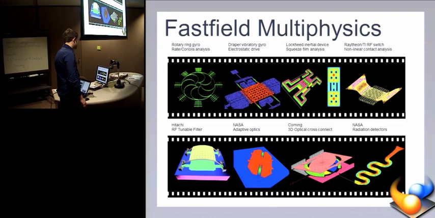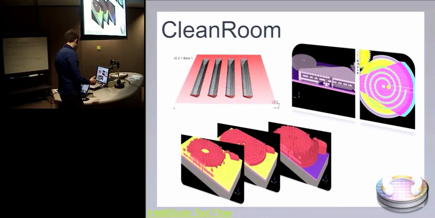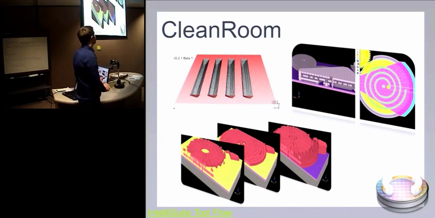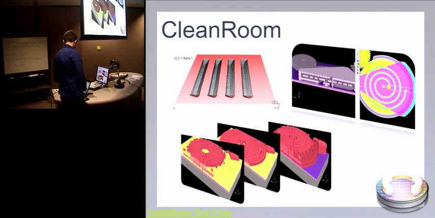Then we have our fast field multiphysics tools, and these are just some examples of some things that we've simulated using TEM, or thermoelectromechanical. Then again, we have our cleanroom tools. So here are just some images. Most of these are from FabViewer, which I'll go more in depth about later. On the top left, we have one of our newer features in IntelliEtch. We have some quartz etching capability.